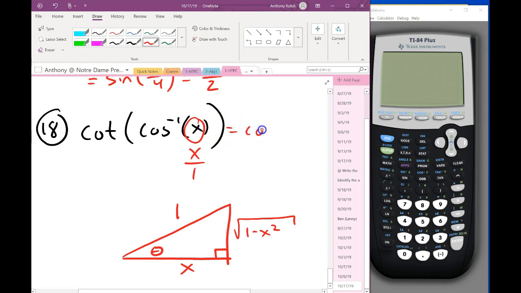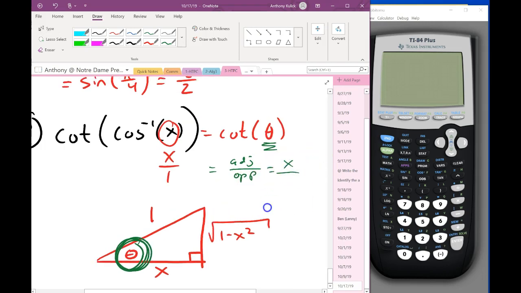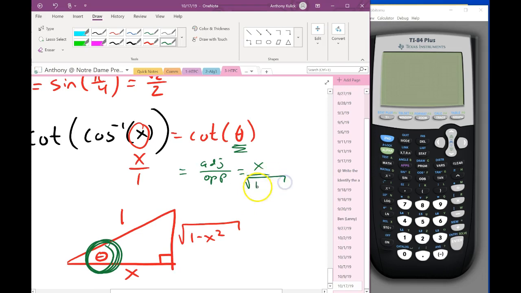So this is going to simplify down to cotangent of theta. What theta are we talking about? That specific theta from that specific right triangle. So I remember that cotangent is adjacent over opposite. So in this case, I'm going to have x over square root 1 minus x squared.